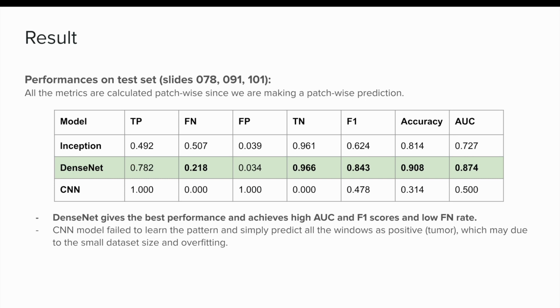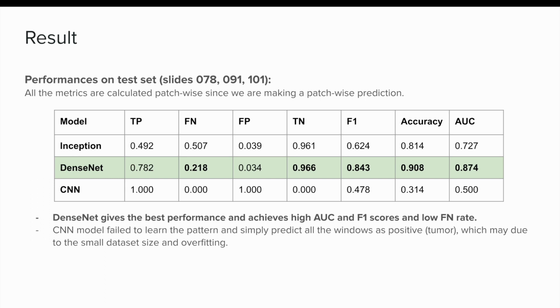From the table, we can observe that the CNN model achieves a 0 false negative rate. However, after a second look, we found that it is just because it failed to learn a pattern and simply predicts all the windows as positive. It may be due to the problem of our small dataset size and overfitting. So we need help from the large pre-trained models.